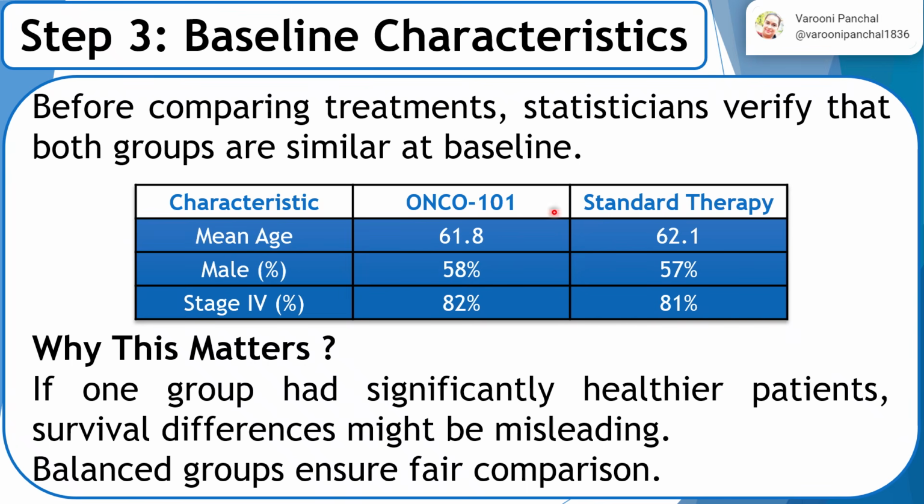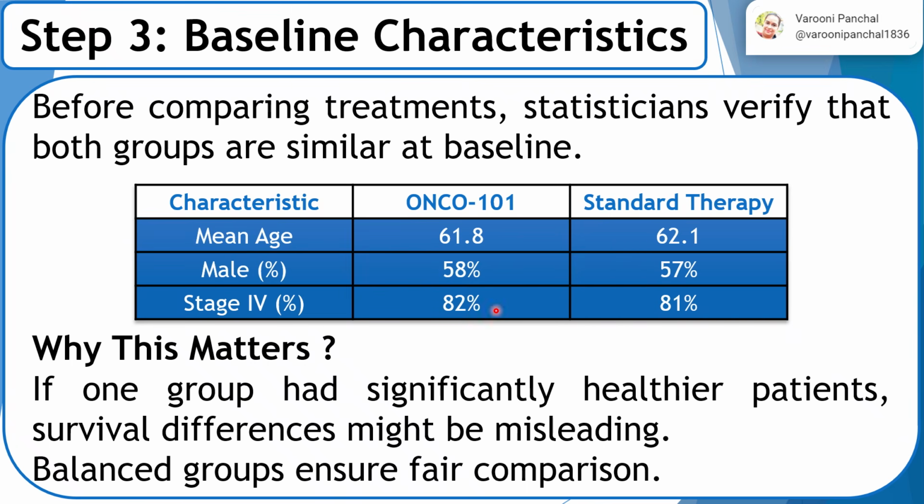Now I will explain this. Mean age is 61.8 and in standard therapy it is 62.1. So there is a plus or minus 1 or 2 difference, which is fine. That means the mean age of these two specific groups is somewhat similar, not too far apart. Plus or minus 1 or 2 is okay. Male percentage is 58 and in standard therapy it is 57, plus or minus 1%, which is okay.